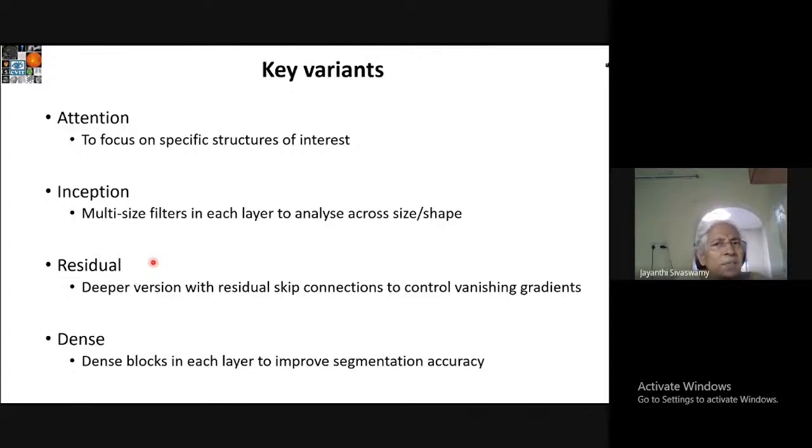Finally, there is a variant called the dense variant. In each block, there are 4 of them in the encoder section and 4 in the decoder section. Each one is a dense block, which means each layer receives connections from all the previous and so on. So why do we need this? Because they found that if you want to improve segmentation accuracy, especially in medical images where tissue variation is so subtle, if you want to get good segmentation, discriminating between these tissues, you need dense blocks. So these are the variants of UNet that have been tried.